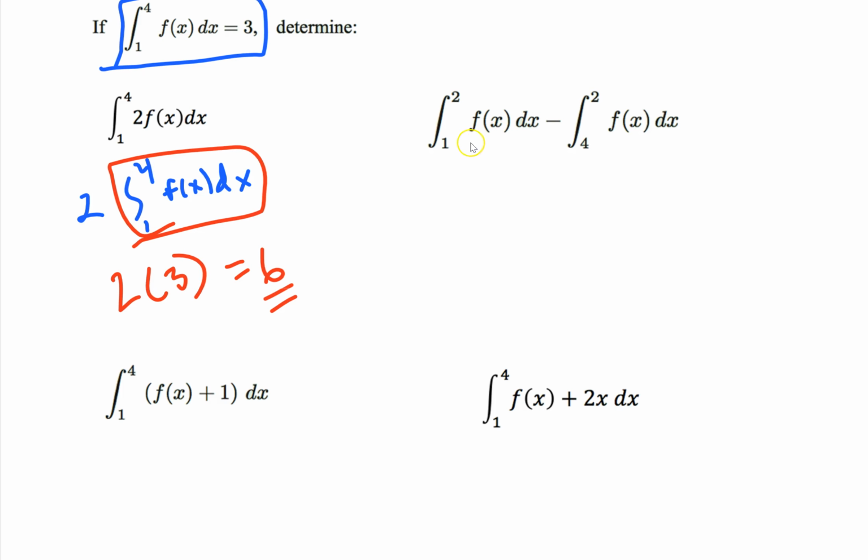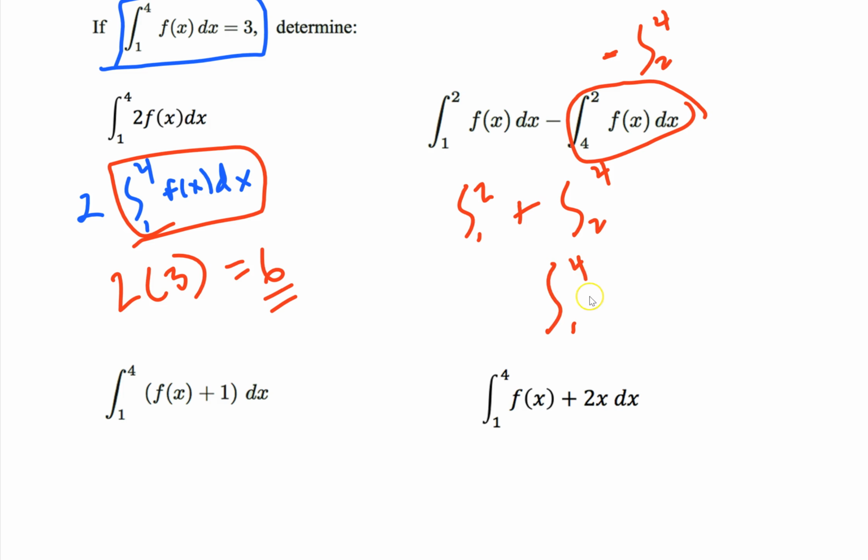Look at this next one. Remember again, they gave me 1 to 4. This is 1 to 2 and 4 to 2. What's going on there? Well, I've got to try to make this 1 to 4. So let's flip this. Notice the limits are off. So let's flip that around. If you flip the limits, doesn't that negate it? There's already a negative there, so it becomes plus, 2 to 4. Now remember, these match. 1 to 2, 2 to 4, it just gets you the whole 1 to 4. And we know what that is. They gave it to us. It's 3.